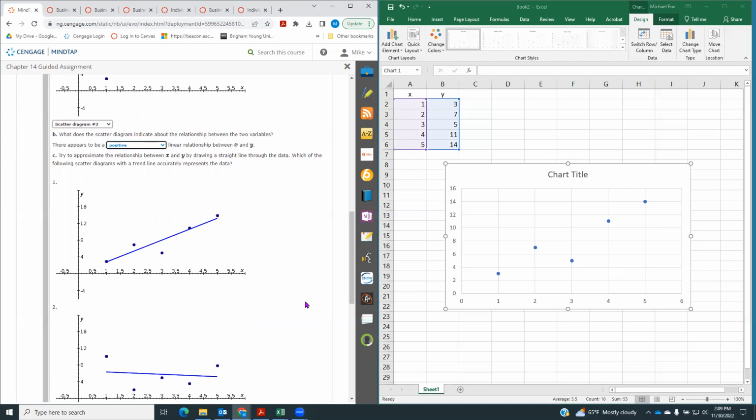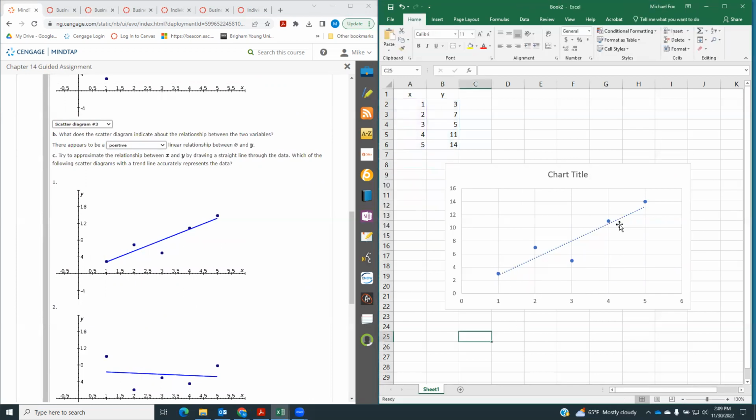All right, part C, try to approximate the relationship between X and Y by drawing a straight line through the data. So again, we can draw a line through there and see that number 1 here is clearly the correct one. But instead of having to approximate it, we can come in here on Excel, and this little plus button right here lets us add chart elements. And one of the things we can add is a trend line. And now we can see that that trend line looks pretty much exactly like the one here in Excel. We can edit it if we want to. If you right click on that, you can edit that line so it's not dotted, so it's solid, whatever you want, but I don't think it's necessary for the task we're doing right now.